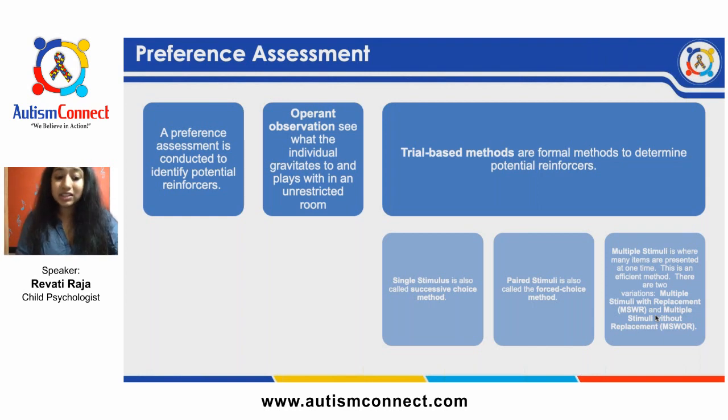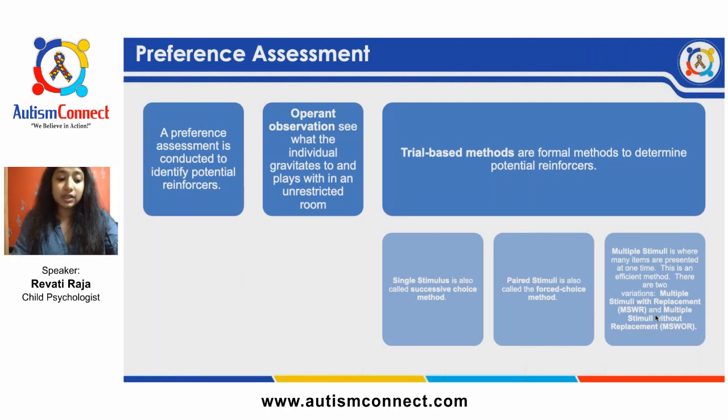This method takes the most time, but it is also said to be the most accurate, because when there are only two things the child is forced to choose between, you kind of understand how many times the child goes back to a particular thing that they like. Then there's the multiple stimuli, in which various items are given at a particular time.